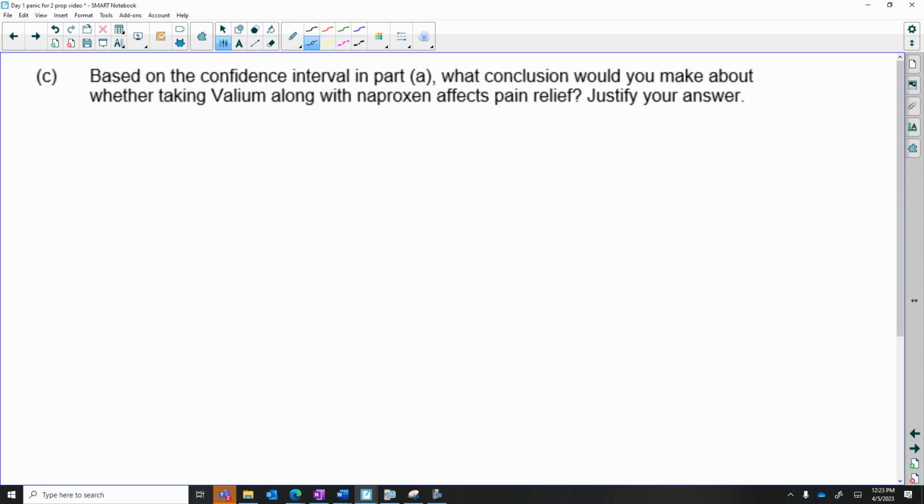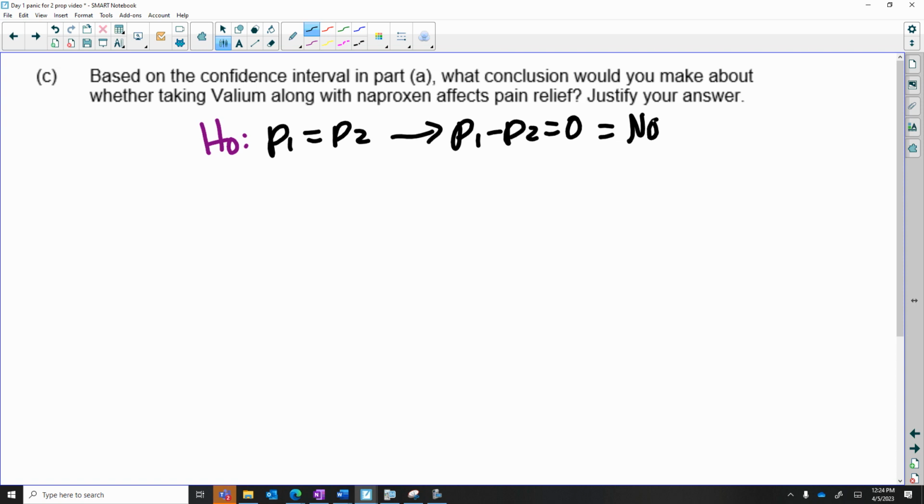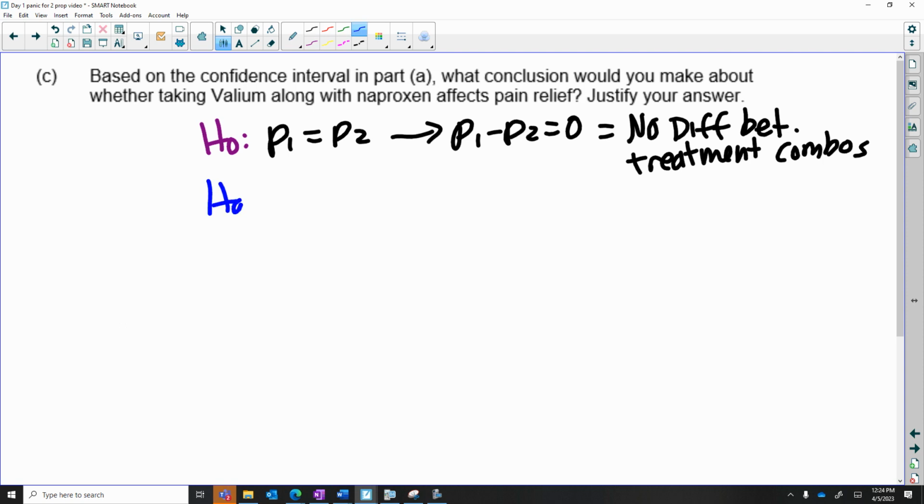So how can I connect this to hypotheses? Well, the hypothesis, the H0, would have been p1 equals p2, meaning, if you put them to one side, p1 minus p2 equals 0, meaning there's no difference between the treatment combination. Okay, so basically that's saying, oh, there's no difference. And then the alternative would be maybe you thought that p1 was better than p2. Maybe you thought that the combination of naproxen Valium, because remember 1 is naproxen Valium, and 2 is just naproxen alone with placebo.